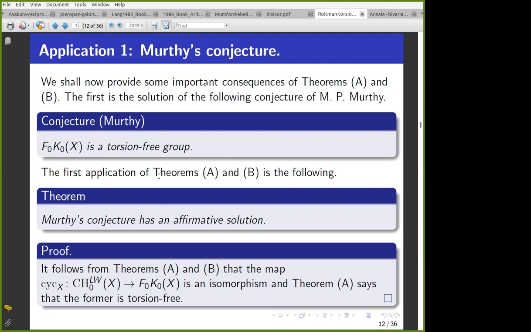One of the applications of theorems A and B is that Murthy's conjecture is actually true, that this group is a torsion-free group. I should tell you that in his paper, where he made this conjecture, actually, he asks a question, but Murthy always asks a question. He never writes conjecture.